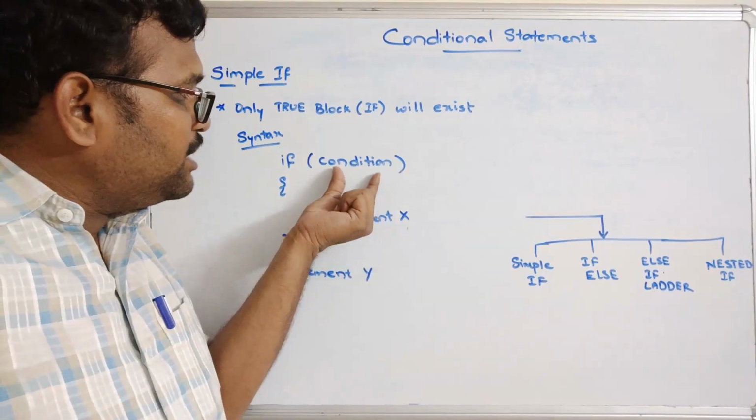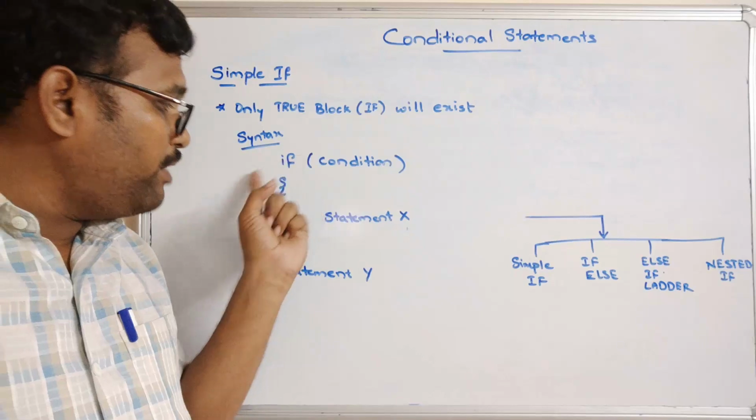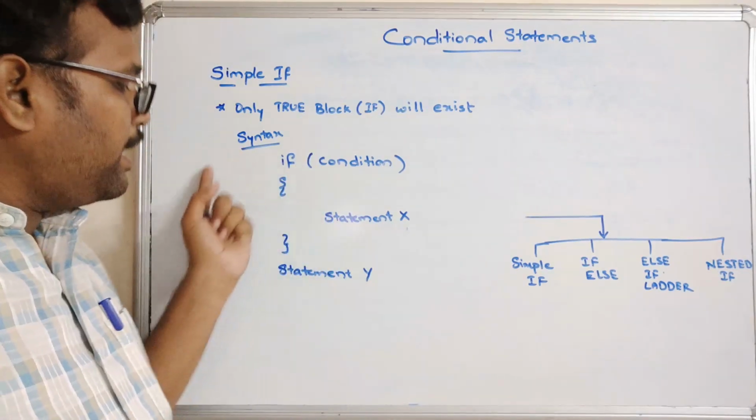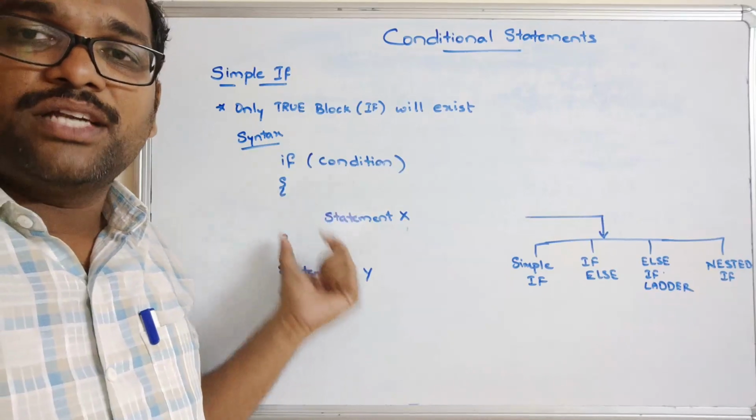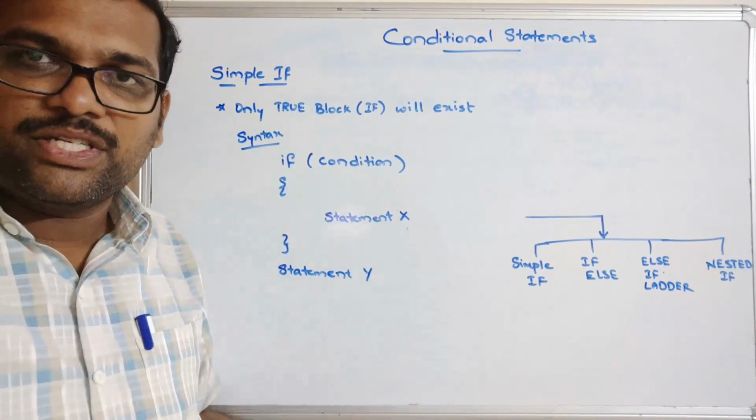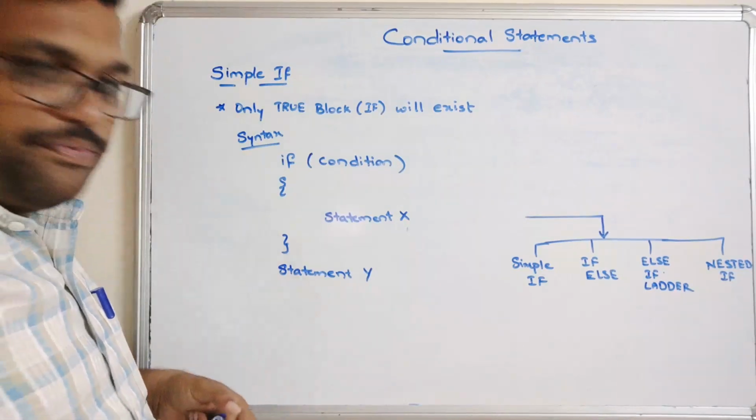And if the condition is false, the control never enters into the block, and directly statement Y will get executed, because statement Y is outside the if statement. So that will be the sequential execution again, right? So this is a simple if.